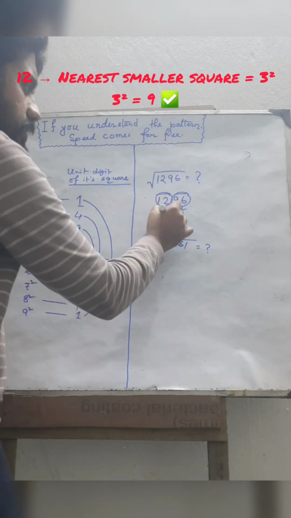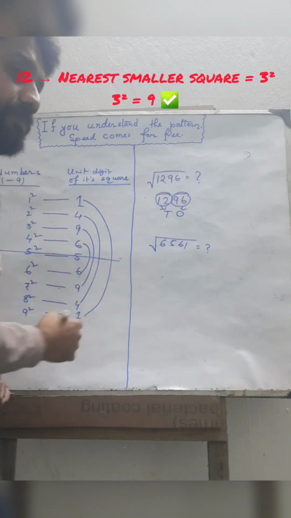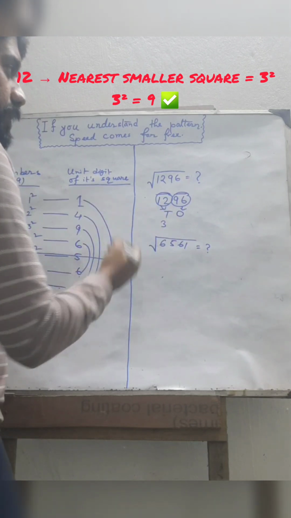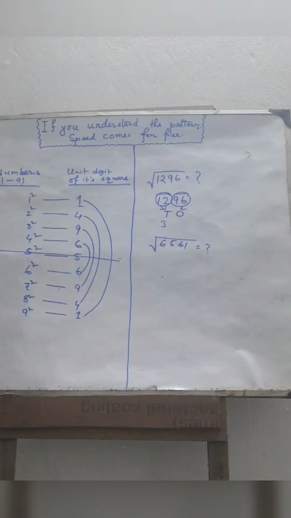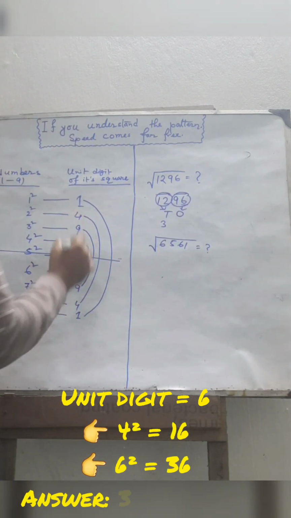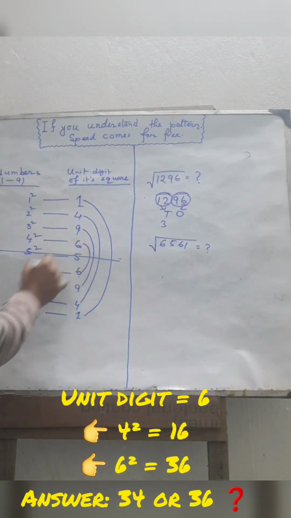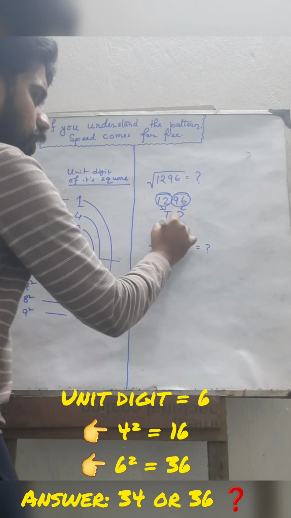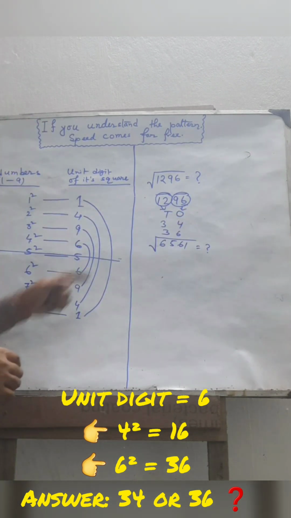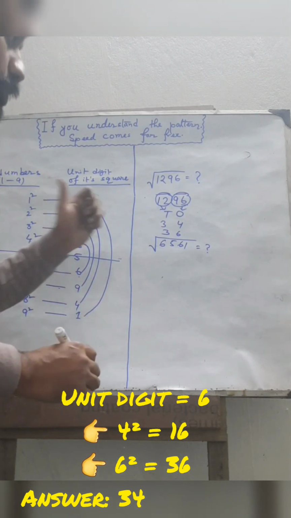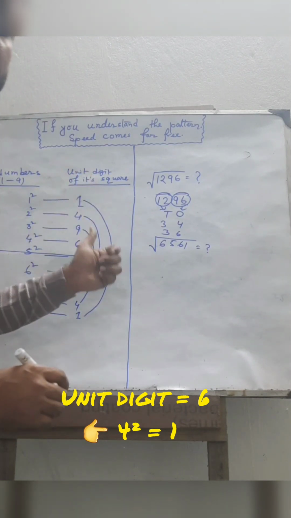Now whose square is nearest to 12 but less than 12? That is 3. 3 square is nearest to 12 but less than 12. Now the unit digit is 6. Now whose square ends in 6? 4 square is 16 and 6 square is 36. So the unit digit can be 4 or it can be 6. So between 34 and 36, one should be the correct answer and one should be wrong. How do we find which one is correct and which one is wrong?